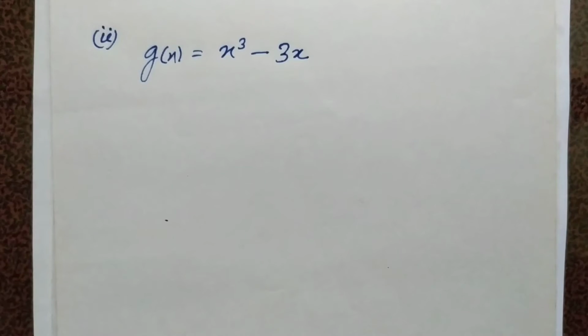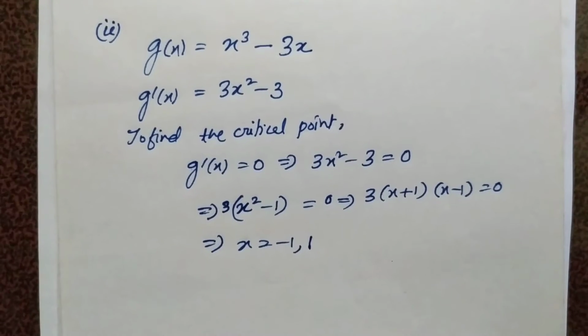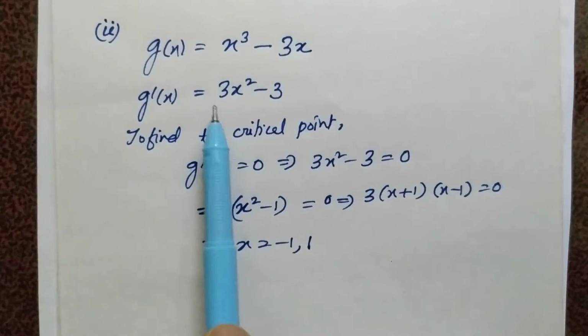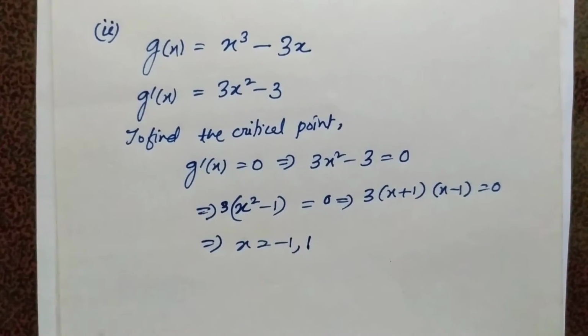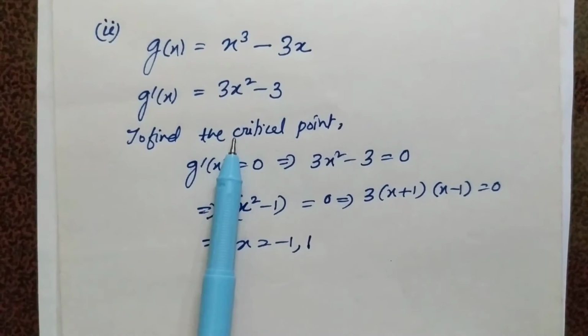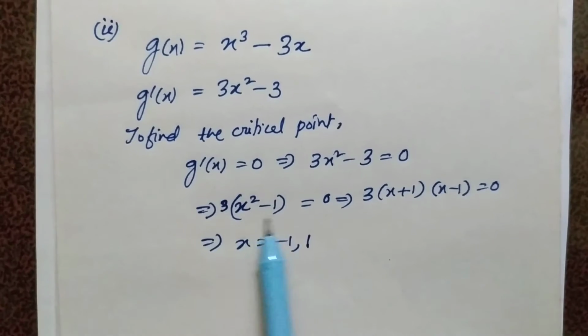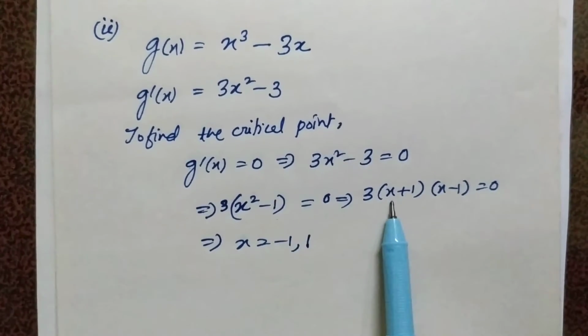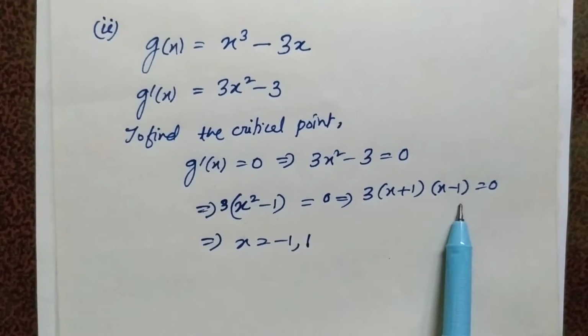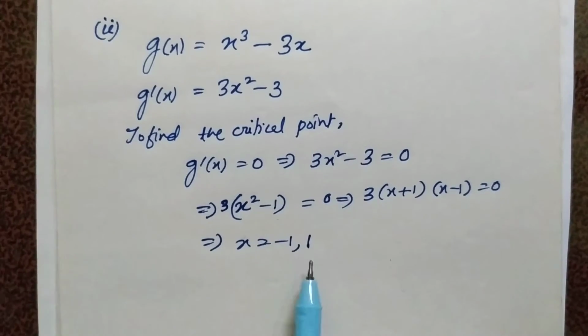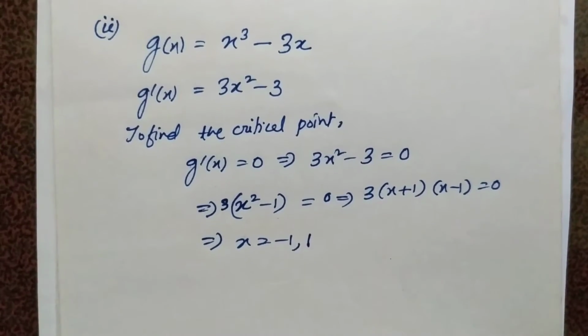So this is the answer to the first part of question number 3, and this is the second part of question number 3. This kind of question we have done in the class. We find the first order derivative, which is 3x square minus 3, and make it equal to 0 to find the critical points. We get the expression in this way, and there is a term which could be factorized as (x plus 1)(x minus 1). Hence x equal to minus 1 and 1 are the two critical points.